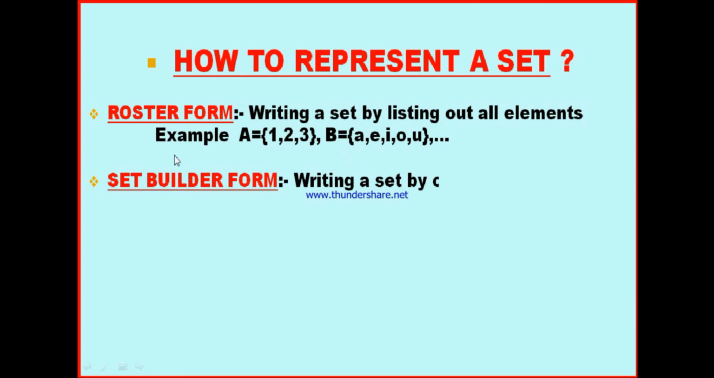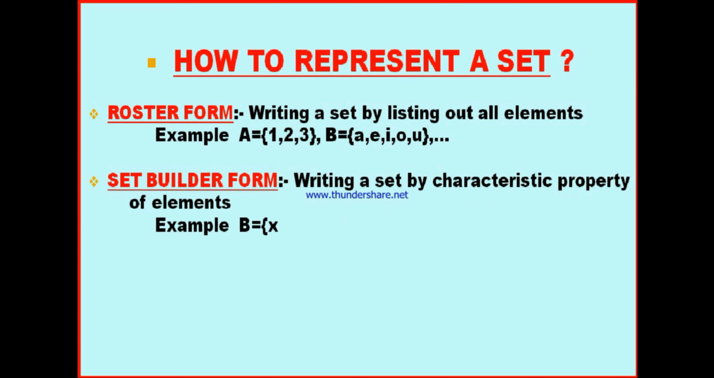And the second method is set builder form. Set builder form means writing a set by the characteristic property of the elements. If you write any set not by listing the elements but by writing the characteristic property of the elements, it is called set builder form. It is also called rule form.